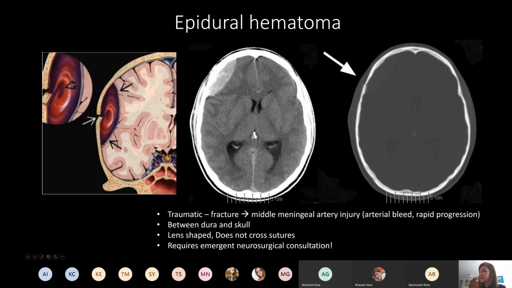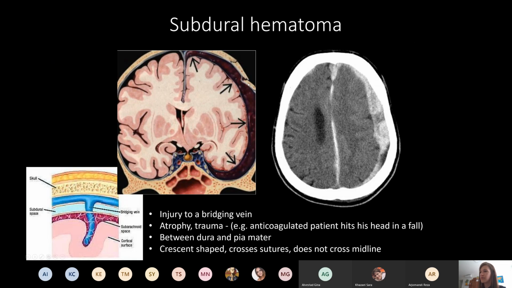You can see this bleed here. It's lens-shaped, doesn't cross sutures. And it requires really emergent neurosurgical consultation because they need to stop the bleed and evacuate it. Otherwise, the patient will die because the bleeding will expand and compress the brain. So this is emergent stuff. And when you see this lens shape thing on the CT scan, that's epidural hematoma. Okay.